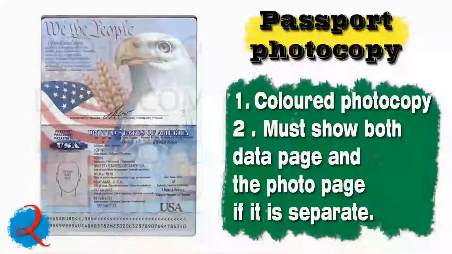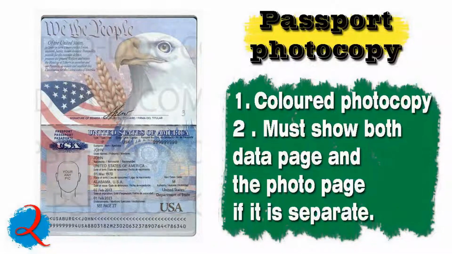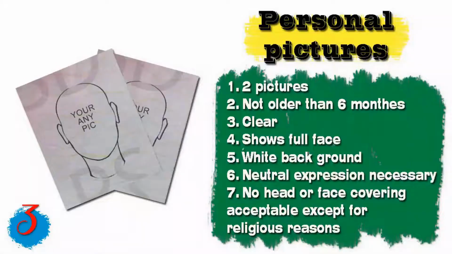Number 2, you will need a photocopy of your passport. The passport photocopy is recommended to be colored, and must show both the data page and the photo page if they are separated. Number 3, you will need personal pictures. For the personal pictures, you will need 2 pictures, not older than 6 months, clear, showing the full face, with a white background, and showing a neutral expression. No head or face covering is accepted except for religious reasons.